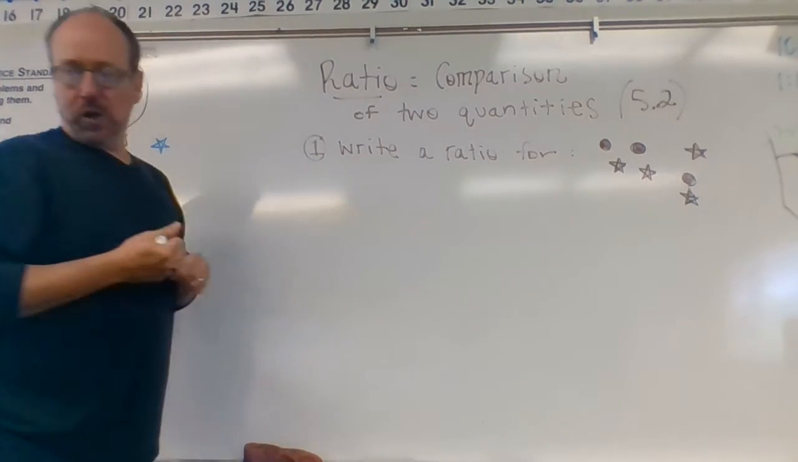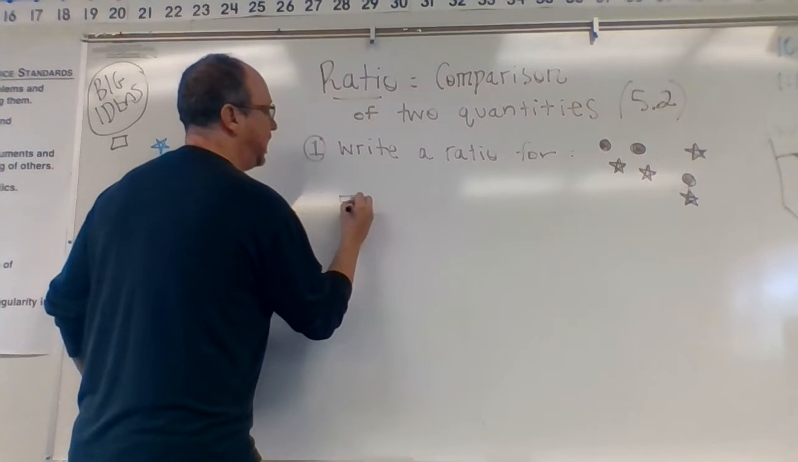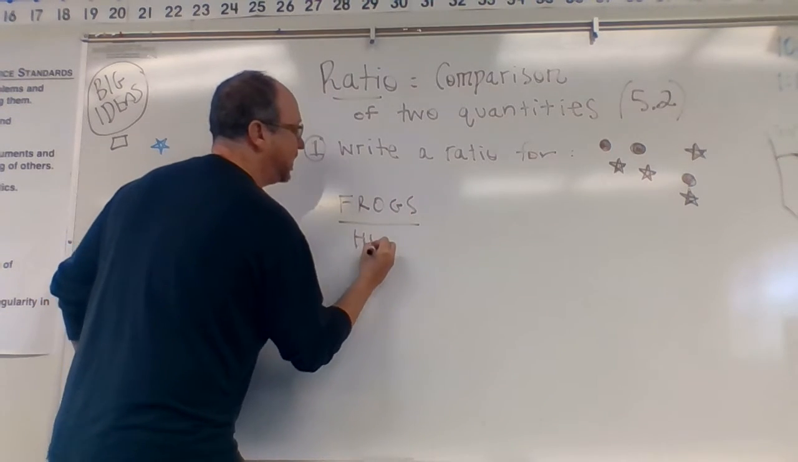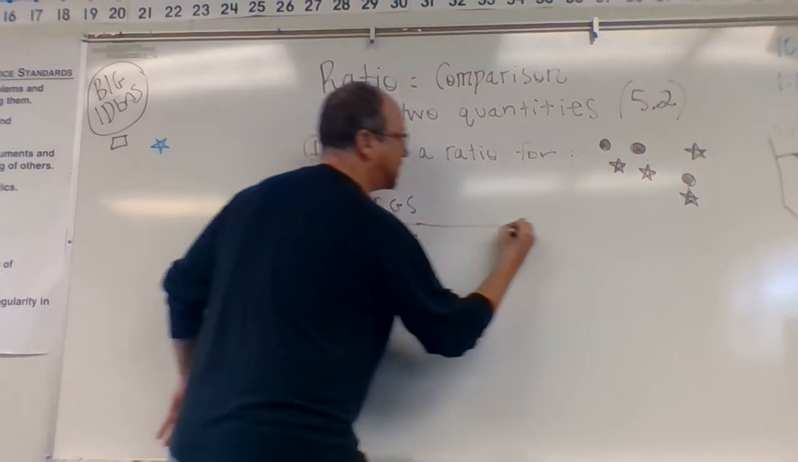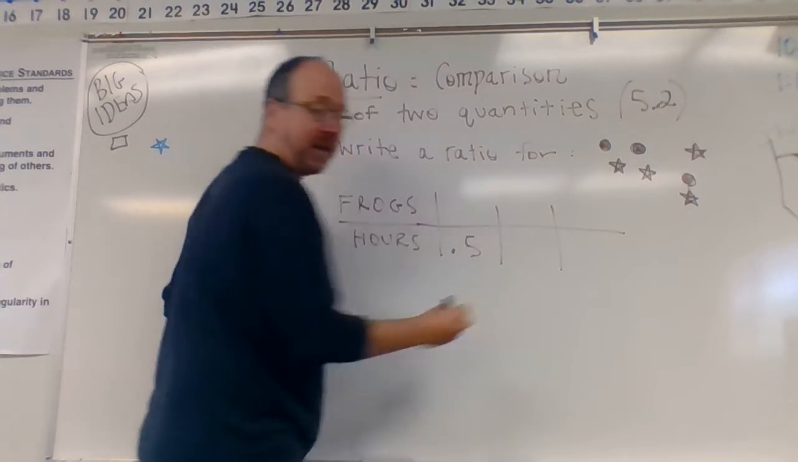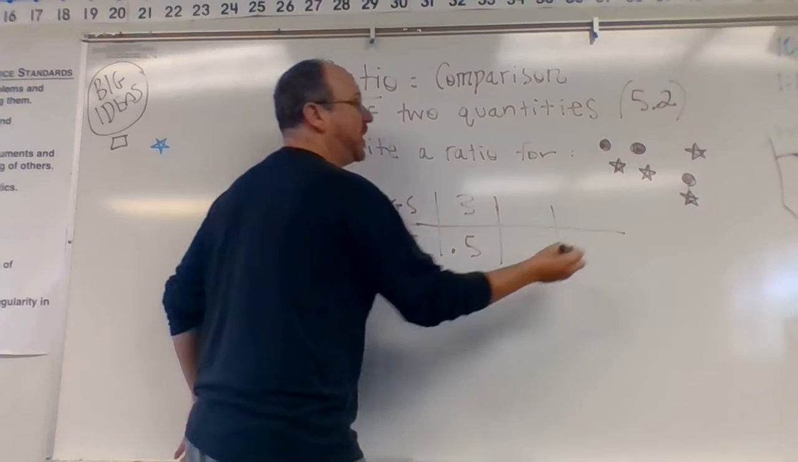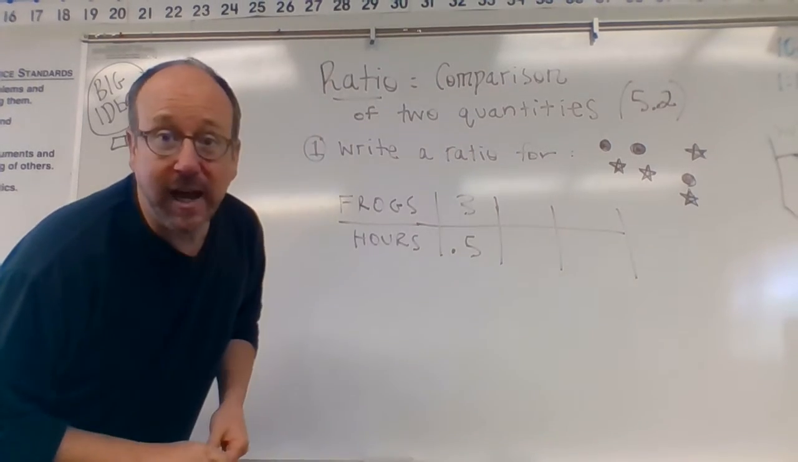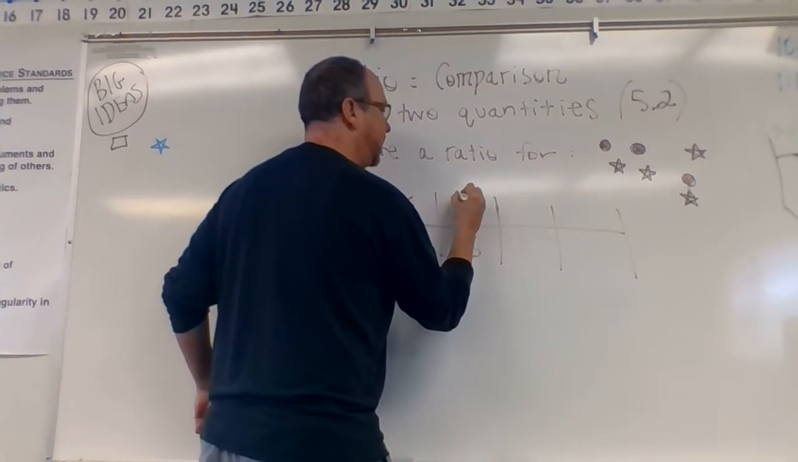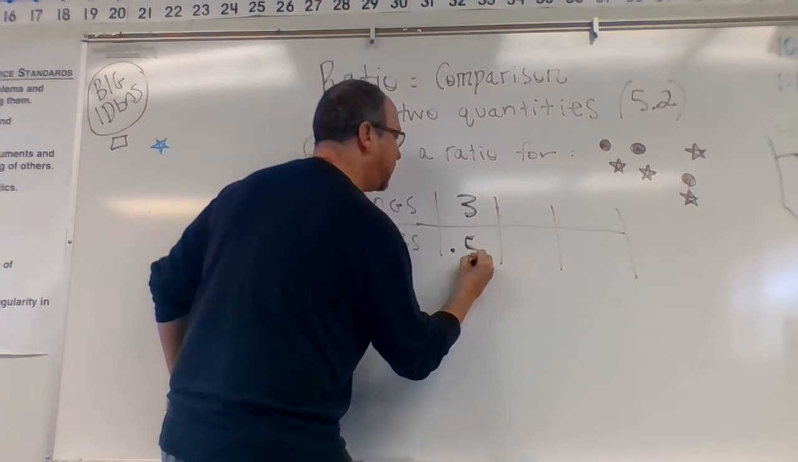Okay, so we're also going to look at a situation with a ratio table. Working with these concepts, we're going to do frogs and hours, as in how many frogs can you catch in half an hour? And the truth is that if you're a pretty good frog catcher, you can catch 3 frogs every half hour. Let's try switching pens here. So 3 frogs for every half hour.